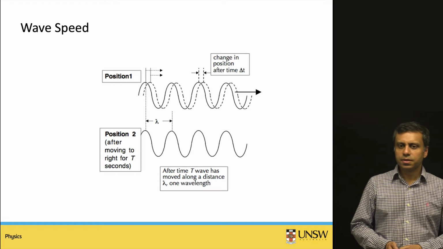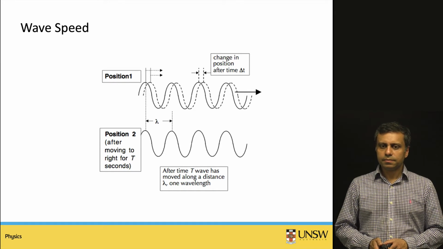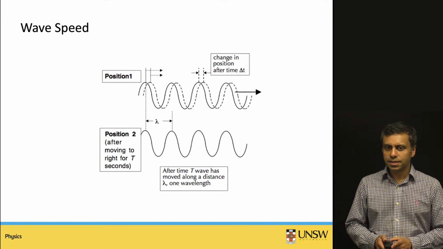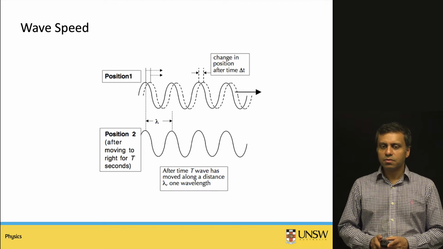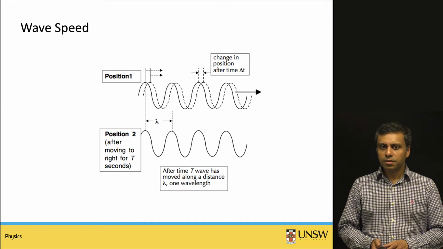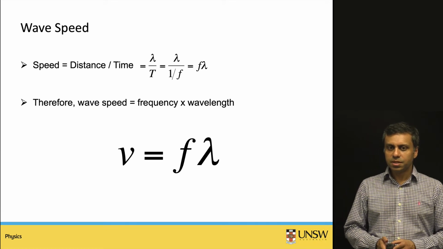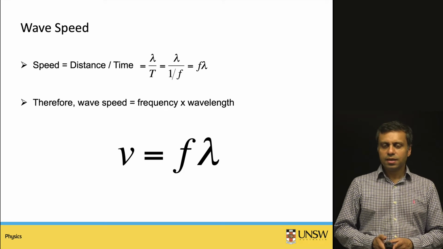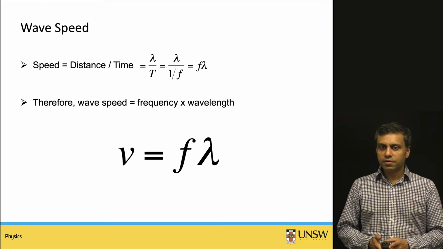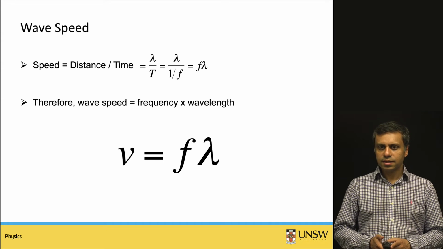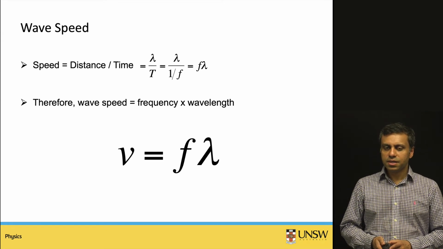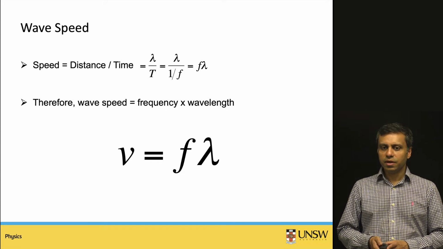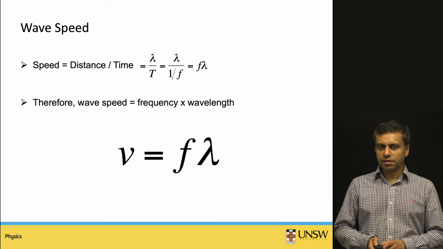There is a speed associated with a traveling wave, and we can obtain the speed through a relationship between lambda and T. So lambda is the distance traveled in one period T. Then to obtain the speed, we simply use the relationship distance over time, and this is equal to lambda over T. Lambda is one wavelength. The wave travels a distance lambda in T seconds, and then if we use T equals 1 over f, we obtain v equals f lambda. So the speed of the wave is equal to its frequency times its wavelength.